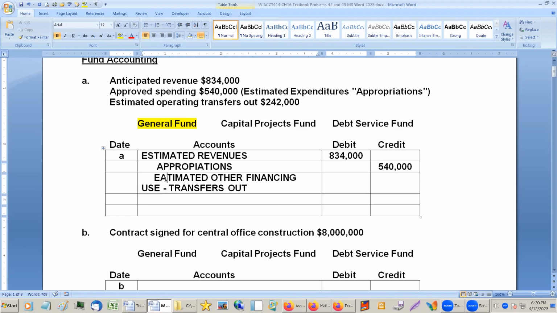Transfers out. That's not how you spell estimated. That's how you spell estimate.